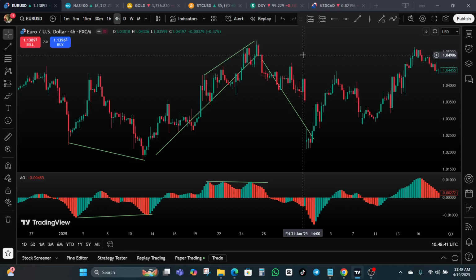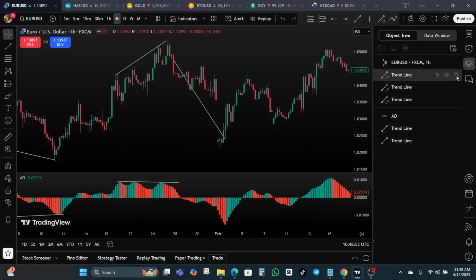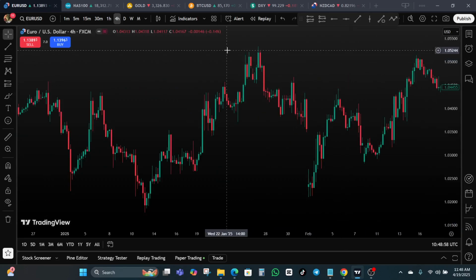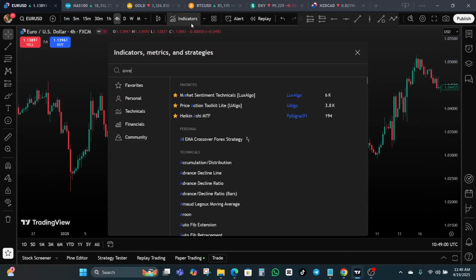Now, the next type of divergence we have is the hidden divergence. This one is powerful for trend confirmation. If price makes a higher low, let me just clear up this regular divergence that we identified. I have mistakenly removed the indicator. Let's just add it back real quick.